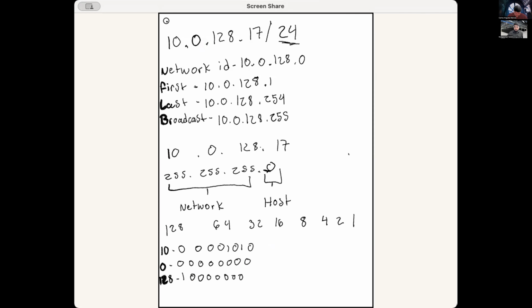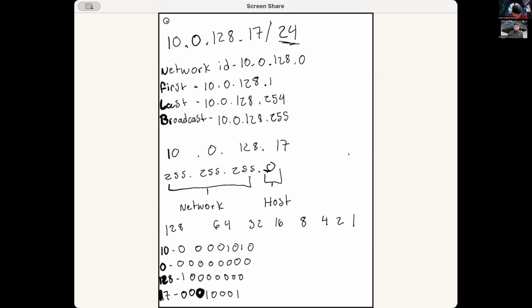Then you get your slash dot 17. So that 17 is going to be 0, 0, 0, 1, because it would be 16, 0, 0, 0, 1. So that is 17, right? That is correct. So we know that looks like that.